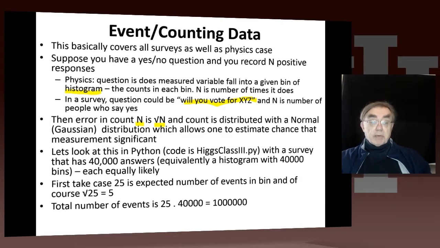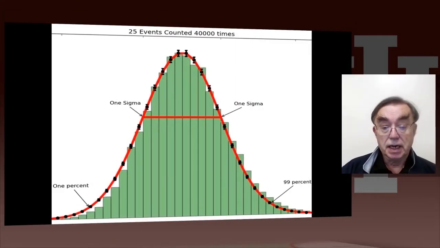So we're going to measure 40,000 times. We will do that by generating 1 million events and dividing them into 40,000 different bins, and we will plot the number of events in each bin. We will find an answer that has a mean of 25 and an error, which is the square root of 25, which is 5. And the next few slides will tell us how to do that. So this gives you a histogram, and that's shown here for 25 events counted 40,000 times.